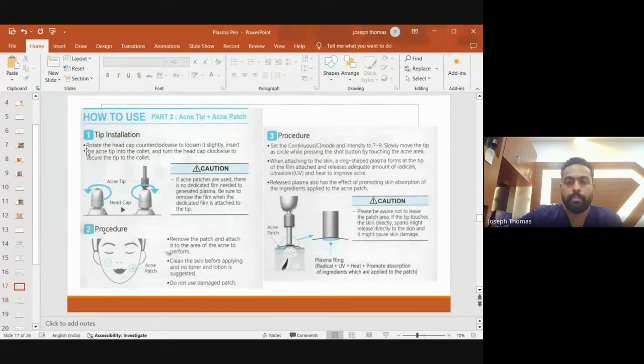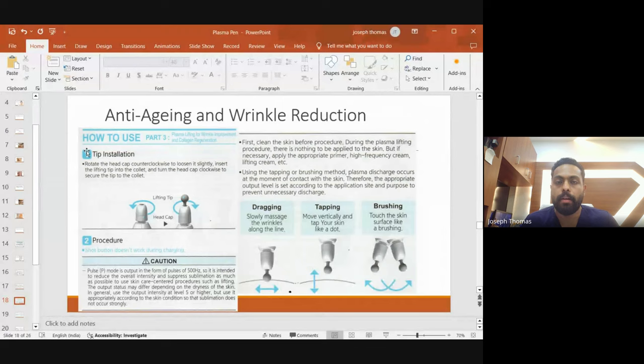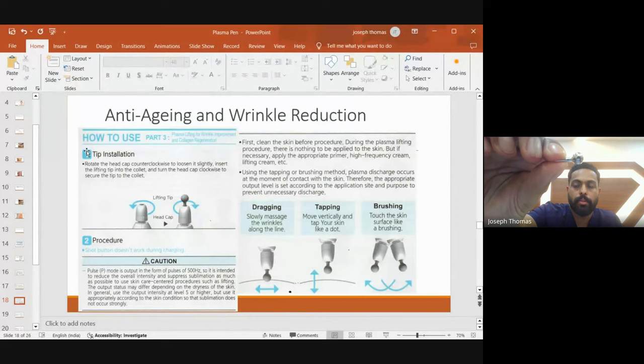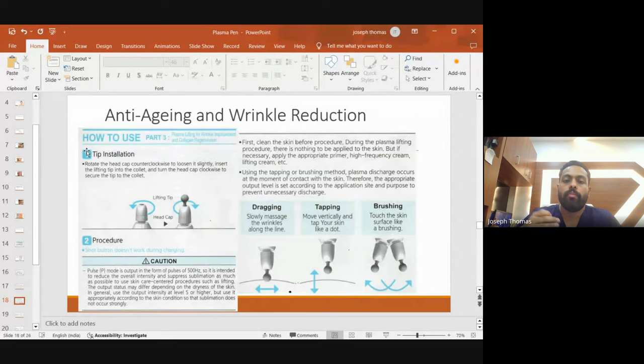Anti-aging and wrinkle reduction. Apart from burning and making micro carbon or micro crust, this is another thing where you can attach this tip to the micro pen. First clean the skin before the procedure. During plasma lifting, nothing needs to be applied on the skin, but if necessary, you can apply some primer or high frequency cream, some lifting cream, using the tapping or brushing method.